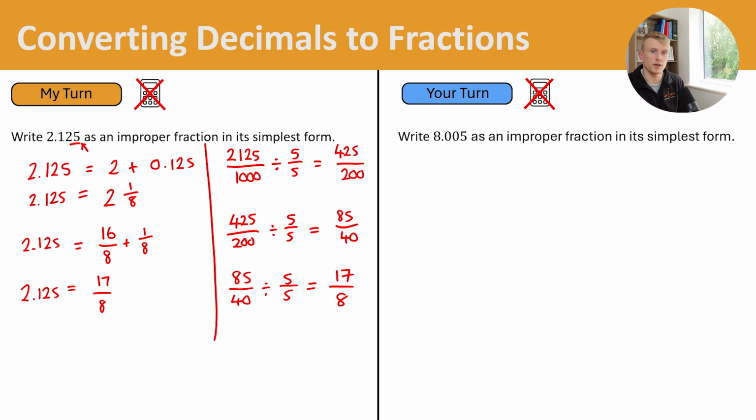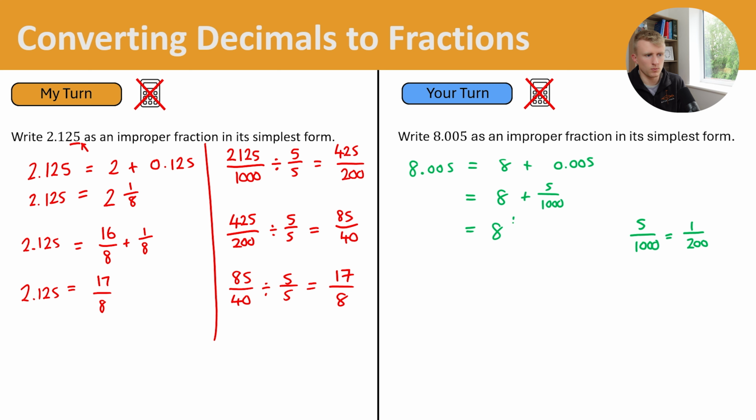Pause the video and give this one a go. Let's go through it. Write 8.005 as an improper fraction in its simplest form. What I can do is think of 8.005 as 8 and 0.005. And I'm going to keep the whole number part, and I'm going to change the 0.005 into 5/1000ths. And then off to the side, I'll simplify my 5/1000ths. I'll divide by 5 on the numerator and the denominator to give me 1/200th. So 8.005 is 8 and 1/200th.